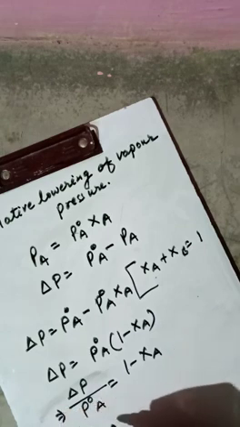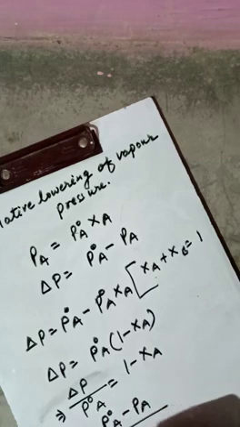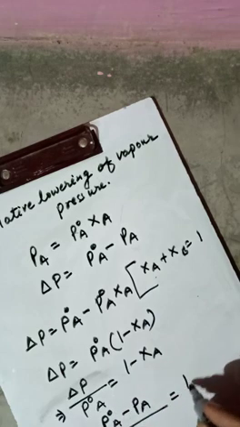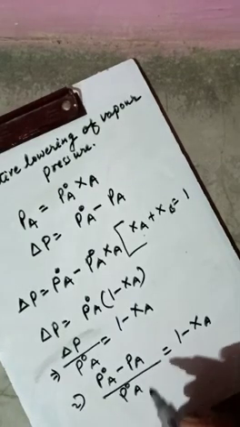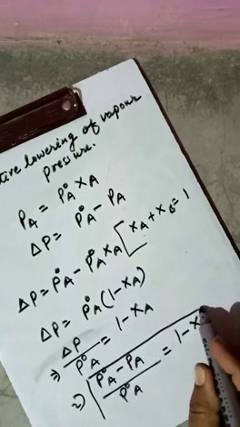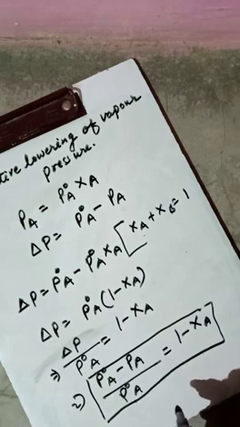Now we write del P equals P naught A minus PA divided by P naught A equals 1 minus XA. This will be the final equation. This is known as relative lowering of vapor pressure.